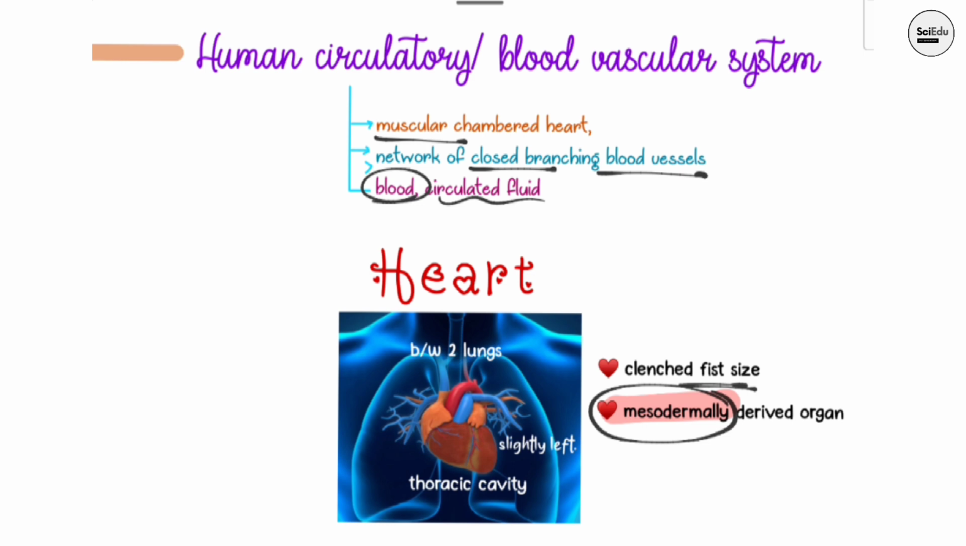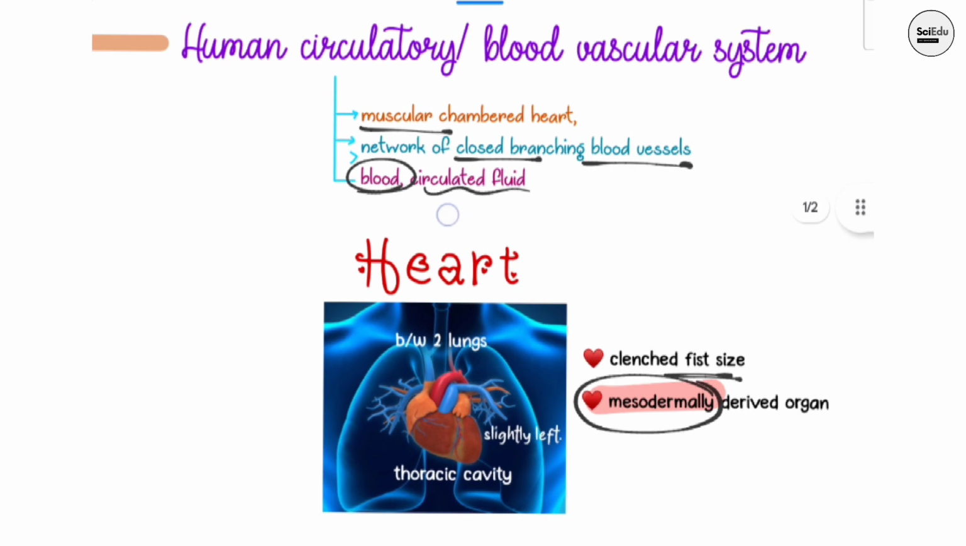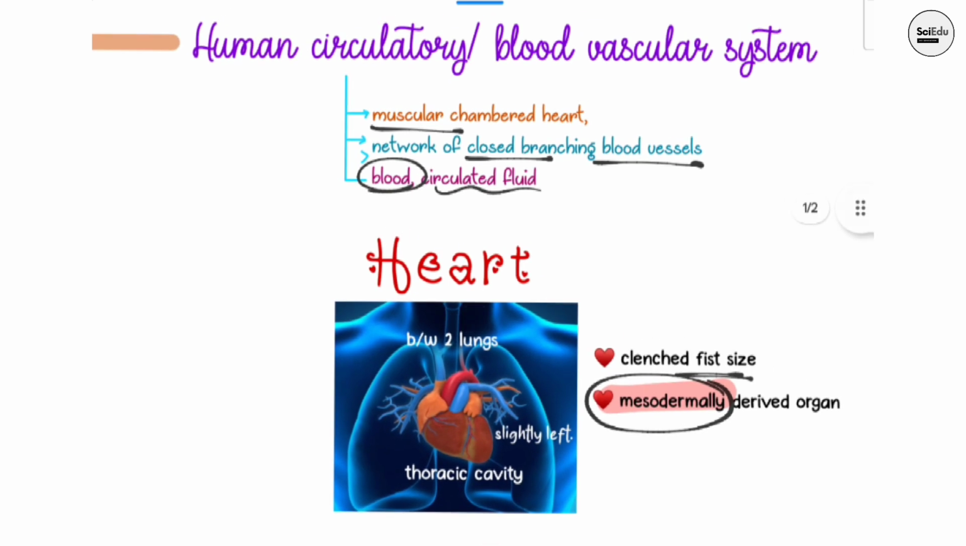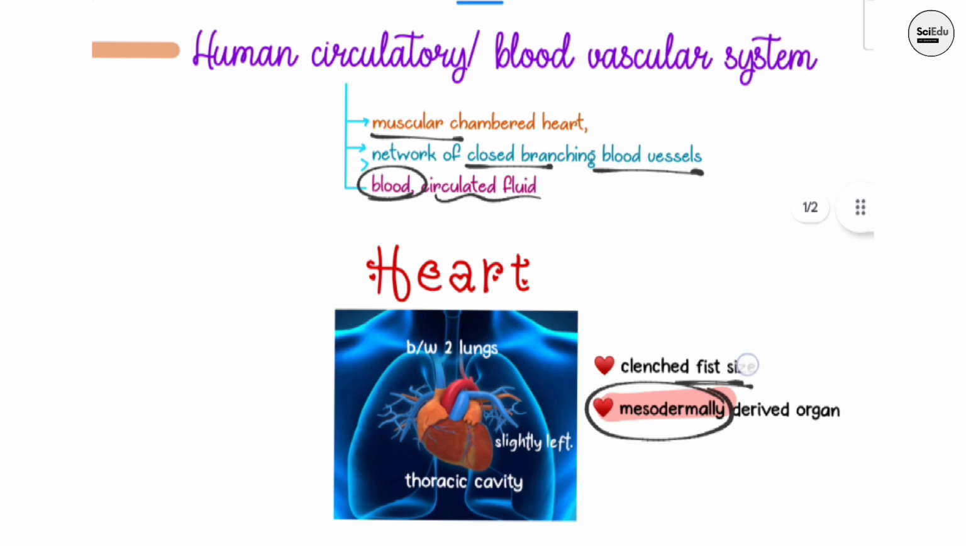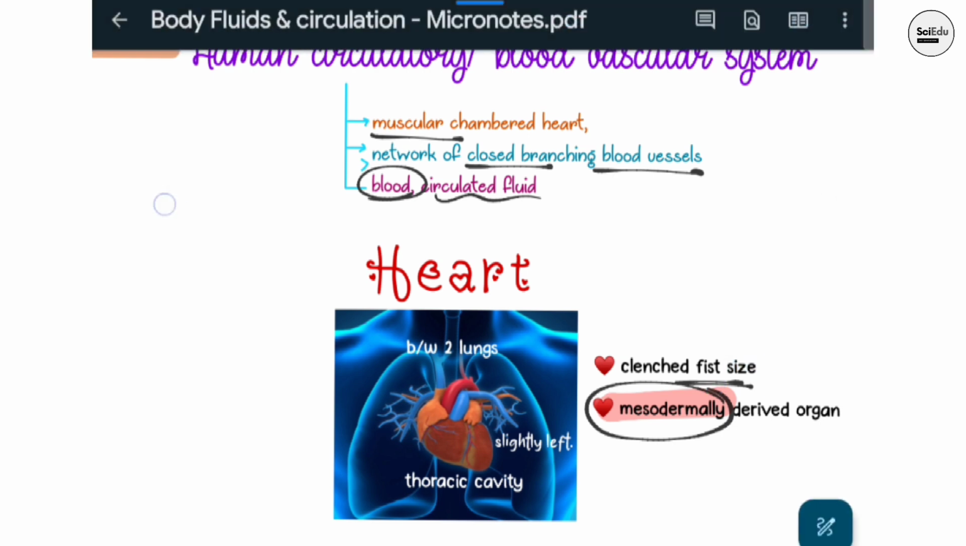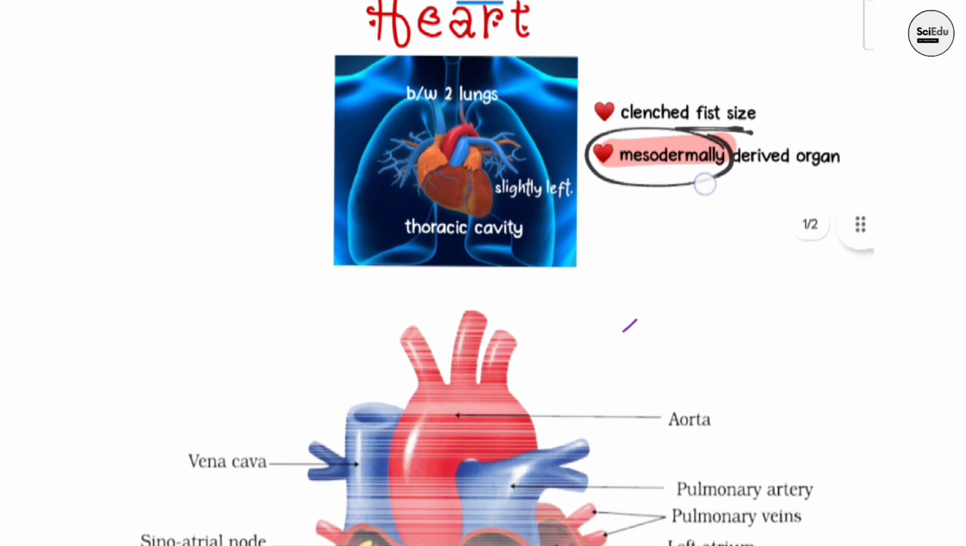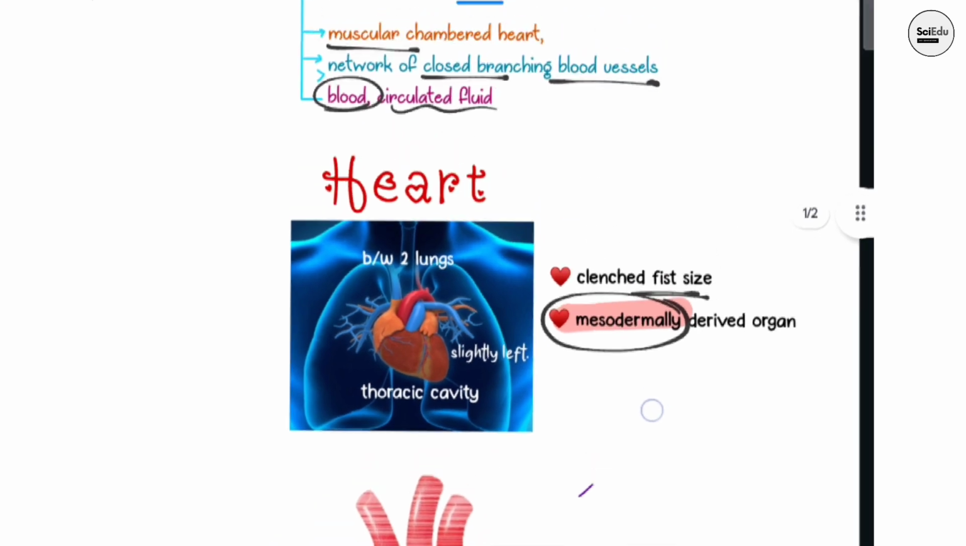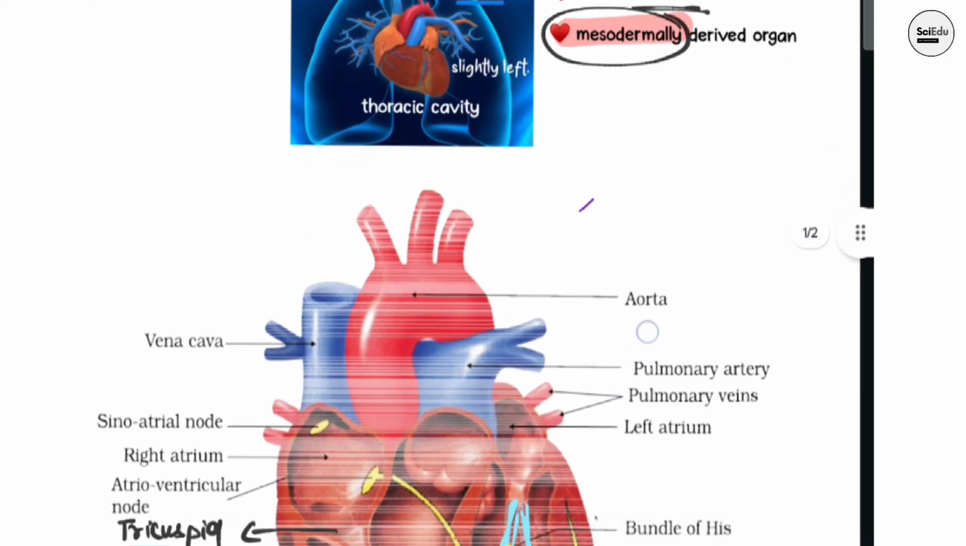Human circulatory system. Human circulatory system, also called the blood vascular system, consists of a muscular chambered heart, a network of closed branching blood vessels and blood, the fluid which is circulated. Heart, the mesodermally derived organ, is situated in the thoracic cavity, in between the two lungs, slightly tilted to the left. It has the size of a clenched fist. It is protected by a double-walled membranous bag, pericardium, enclosing the pericardial fluid.